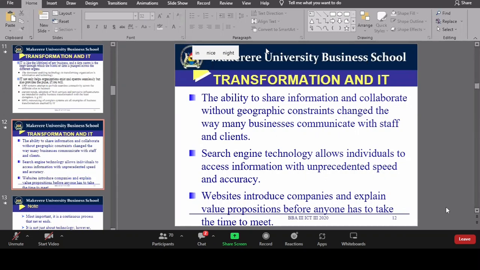Websites introduce companies and explain value propositions before anyone has to take the time to meet. Nick mentioned this when we were explaining that you'll see a person doing everything online. Marketing will be online. Meetings will be online. Sales will be online. Everything is online. So we no longer need the physical presence to do business, but we can actually do business online. Yes, Trudy?